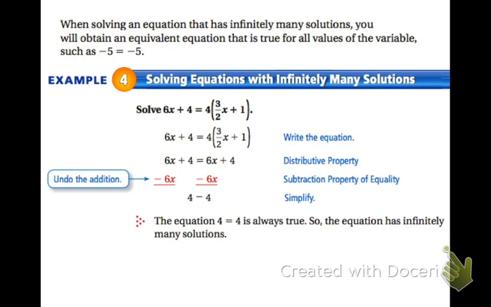Okay, let's look at the next scenario. When solving an equation that has infinitely many solutions, you will obtain an equivalent equation that is true for all values of the variables, such as negative 5 equals negative 5. So it's kind of like seeing an identity property. It's the same thing on both sides.